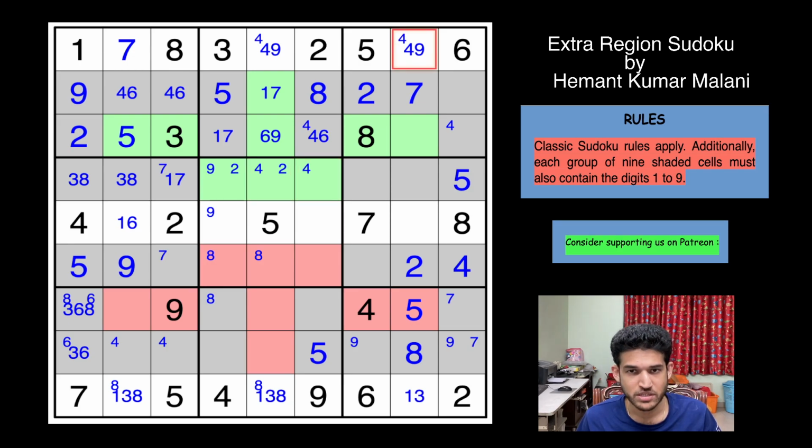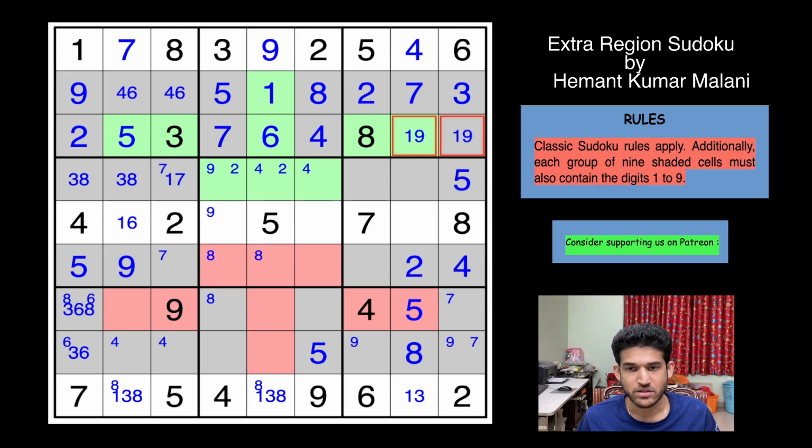So that's a 4, that's a 9, that's a 6, that's a 4, and now I have 7 here, so that's a 7, that's a 1. Row 2 can be completed, 3 goes here, this will be a 1 and a 9.